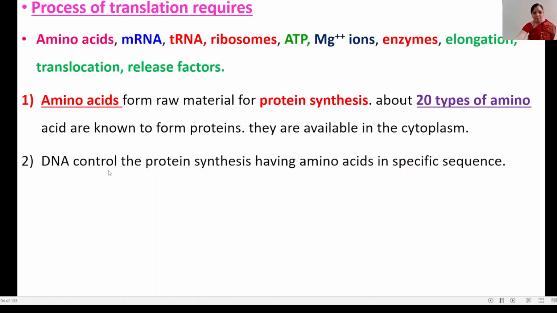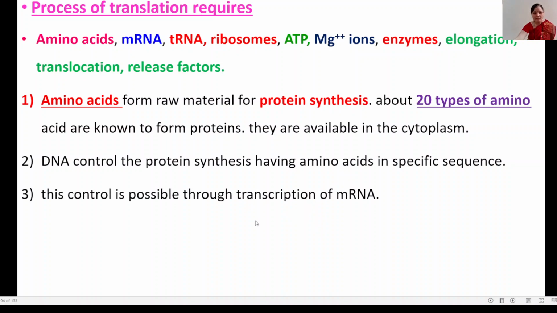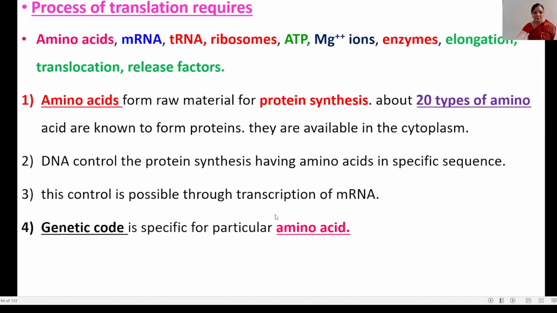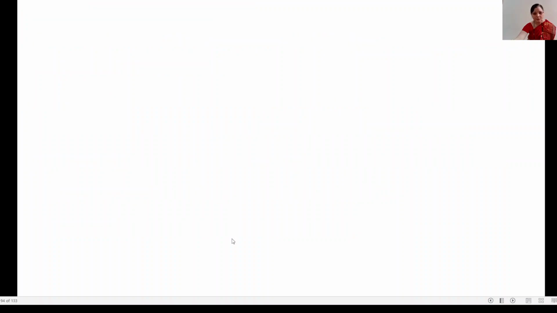DNA, this nucleic acid, controls the protein synthesis having amino acids in a specific sequence. This control is possible through the transcription of mRNA. The genetic code is specific for a particular amino acid. So RNA serves as an intermediate molecule between DNA and protein.